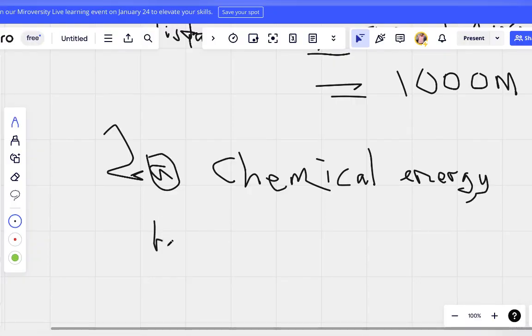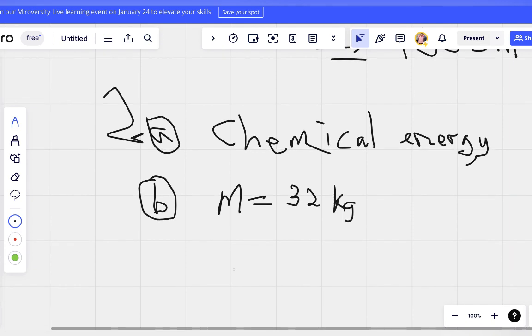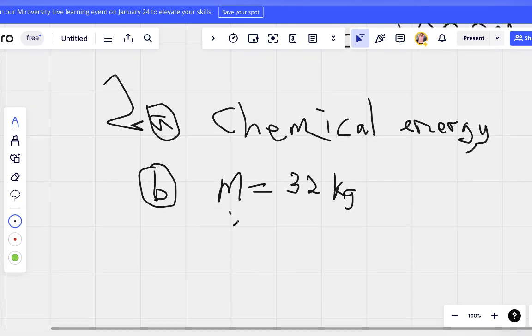Question 2B. We said the mass is equal to 32 kg, and then we say the height is equal to 2.5 meter, and the time it took to lift it was 5.4 seconds.